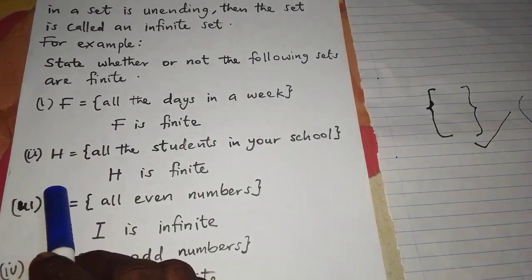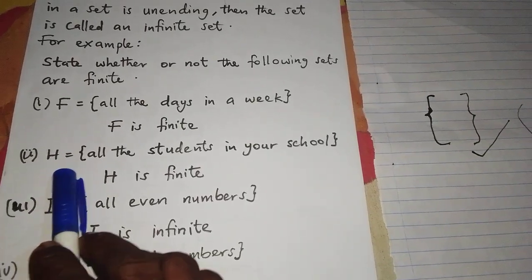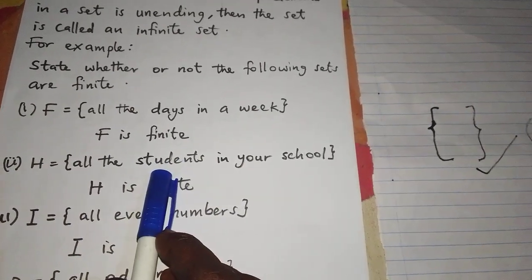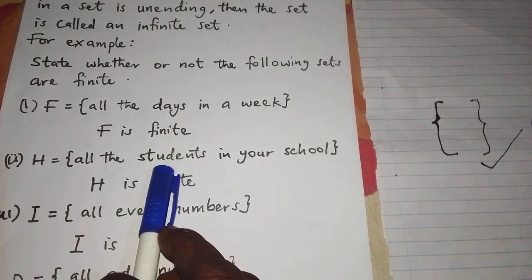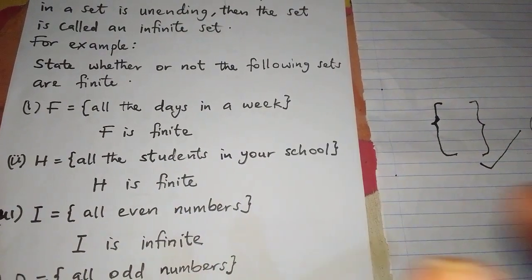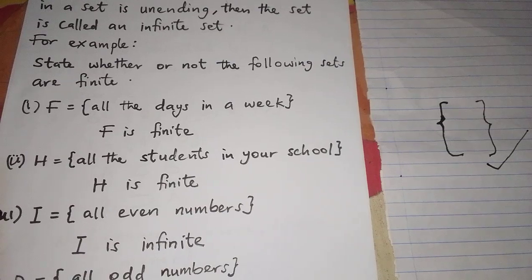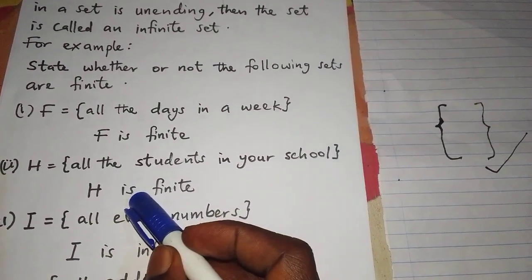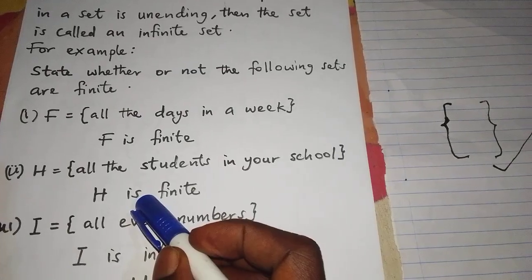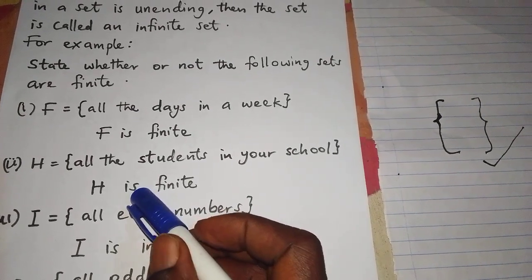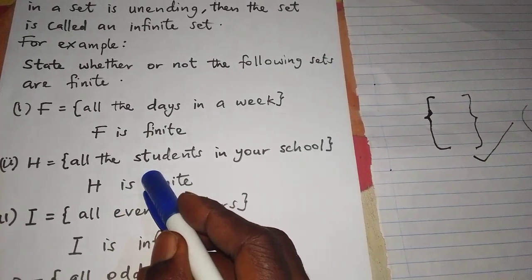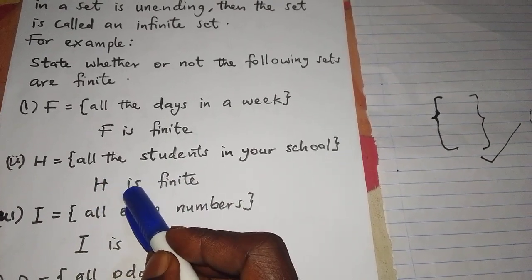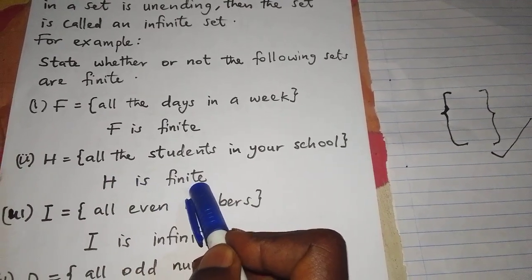Let's consider set H. If set H contains all the students in your school, the number of students in the school might be much, but we can state all the members. It shows that the set has a beginning and an end. So set H happens to be a finite set.